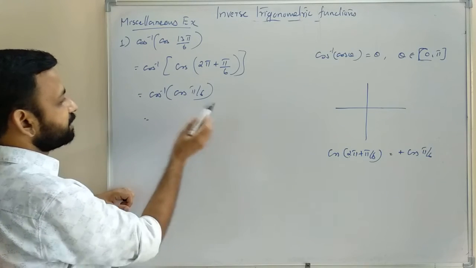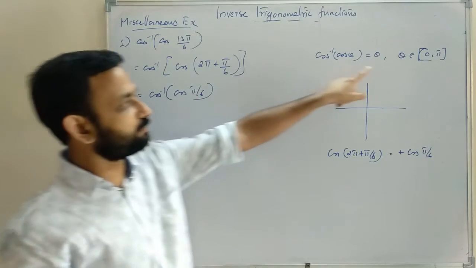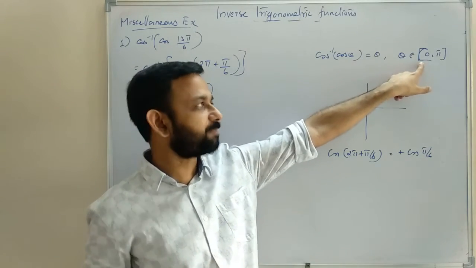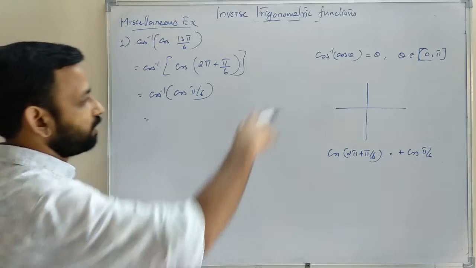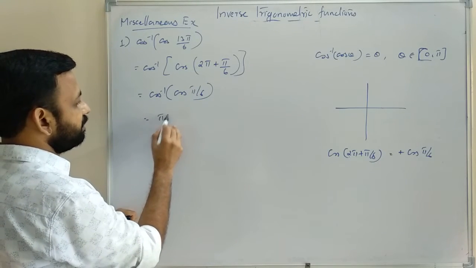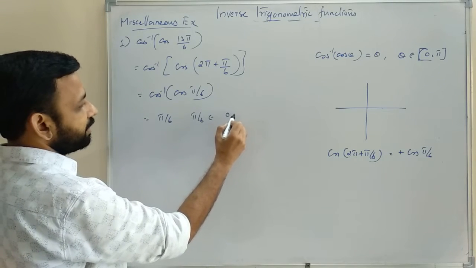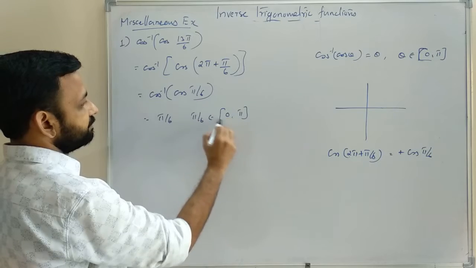Then cos inverse cos pi by 6 equals pi by 6 if pi by 6 belongs to this interval. Pi by 6 is 30. So 30 belongs to 0 to pi. So we can write cos inverse cos pi by 6 is equal to pi by 6, since pi by 6 belongs to the closed interval 0 to pi. So we got the result.